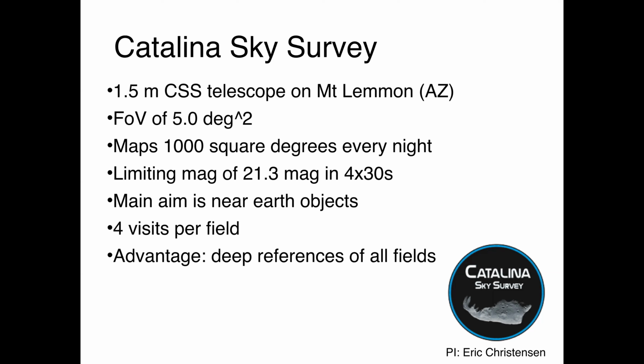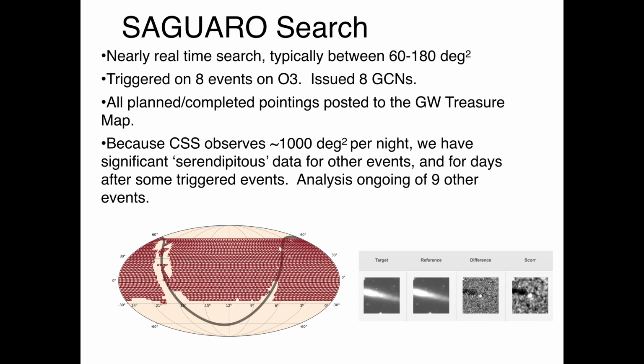They have a wide field of view imager on that, and they map about 1,000 square degrees every night during their normal operations. And so they revisit fields 4 times within a half hour with this 5 square degree imager to search for near Earth objects. And in fact, they're one of the most prolific groups at doing this. And so we kind of piggyback off them. And when an alert comes in, we let them know. We have electronic communication with them, and we trigger somewhere between 60 and 180 square degrees within the localization.